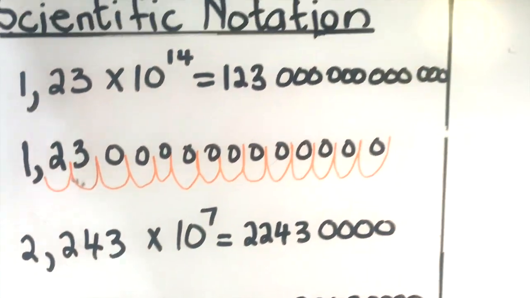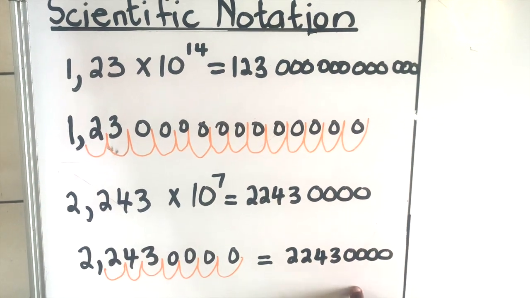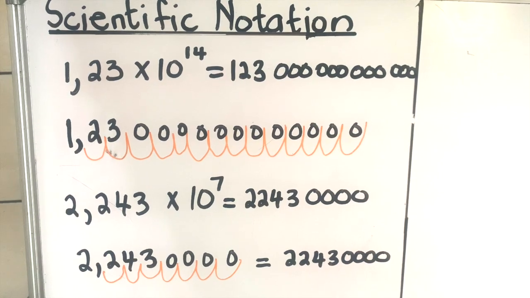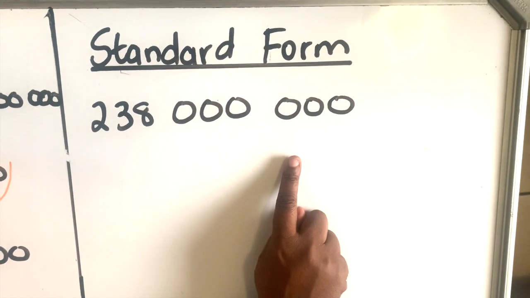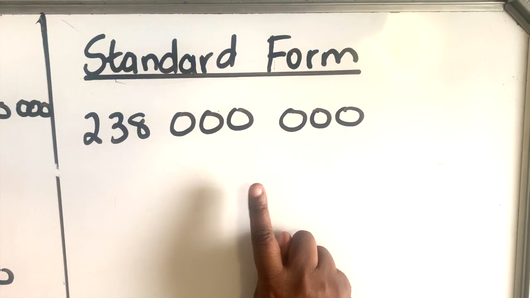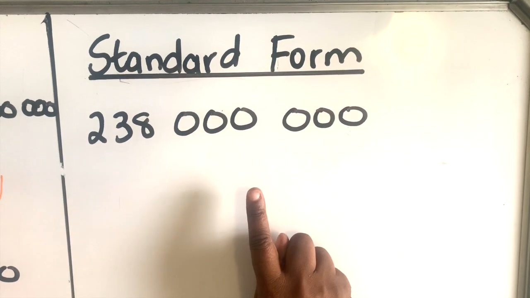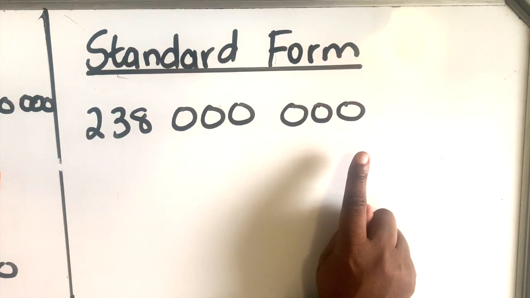Now I want to show you when you are given the standard form and the question paper says write it in scientific notation. When you are given a standard form and they say write it in scientific notation, the rule is you're going to move the comma until one digit. So the comma must be here, it must be 2 comma. So you move the comma until the last digit.